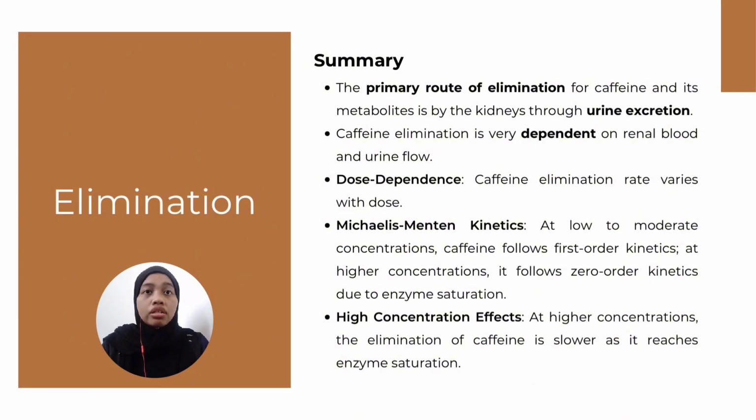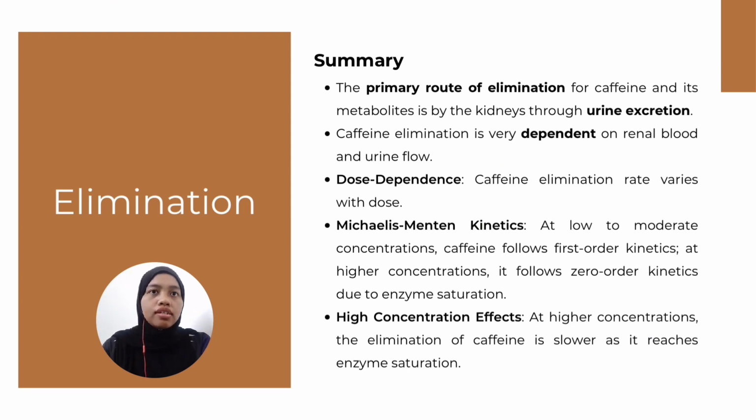Next, the elimination of caffeine and its metabolites is mainly through urine excretion. Only a small percentage, less than 3% of caffeine, is excreted unchanged from the body. This is because of the glomerular filtration in the kidneys. Most of the caffeine molecules are strongly reabsorbed back into the bloodstream by the renal tubules, which reflects the dependency of caffeine elimination on renal blood and urine flow.